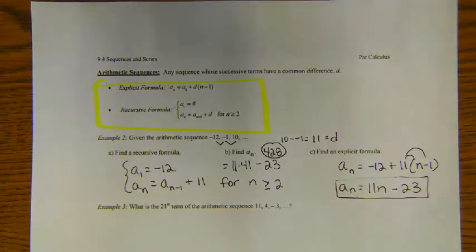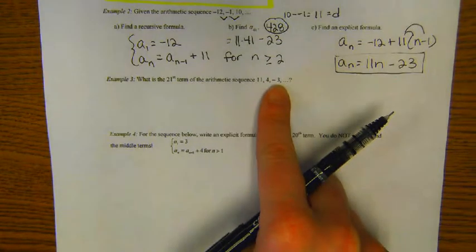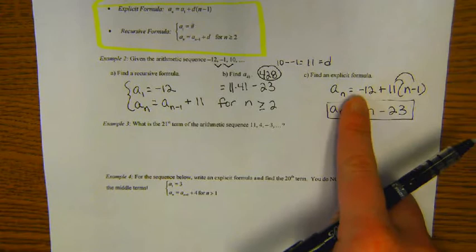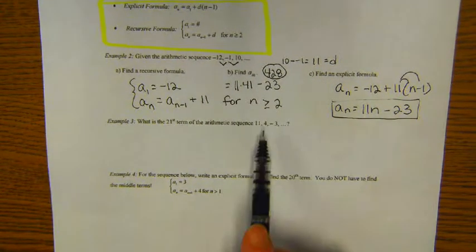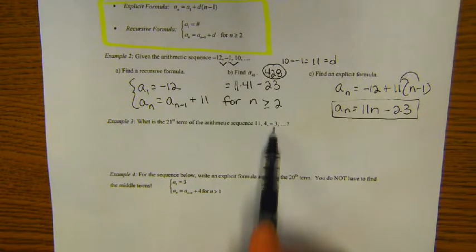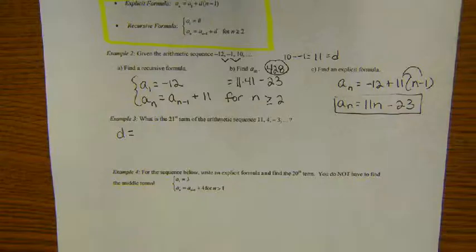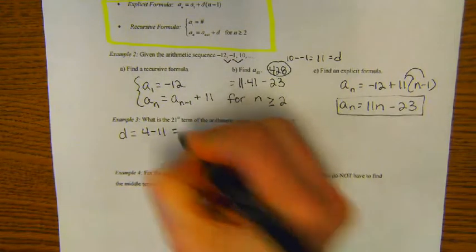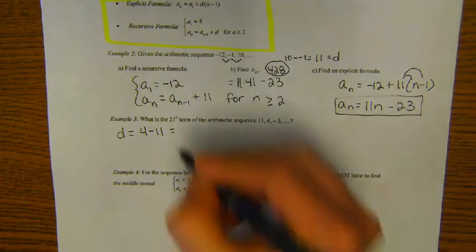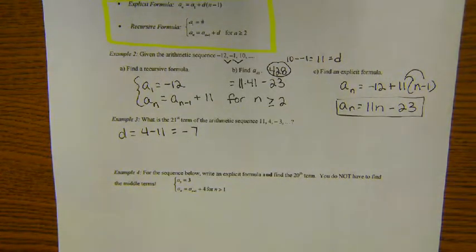Okay, let's take a look at example 3 then. What is the 21st term of this arithmetic sequence? I am going to find its explicit formula and then plug in 21 to do this. Looks like the first term is 11, the second term is 4, then negative 3. You can find the common difference by taking any term and subtracting its previous term. So let's say I chose 4 minus 11. Looks like the common difference here is negative 7, or subtract 7, or add a negative 7, however you want to view it.